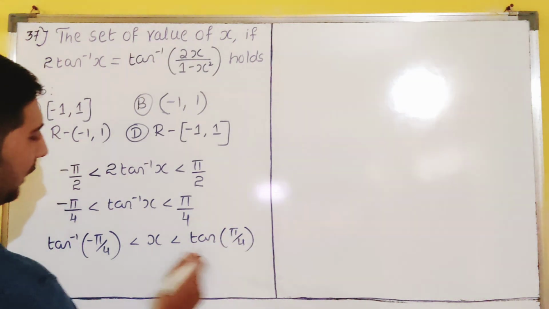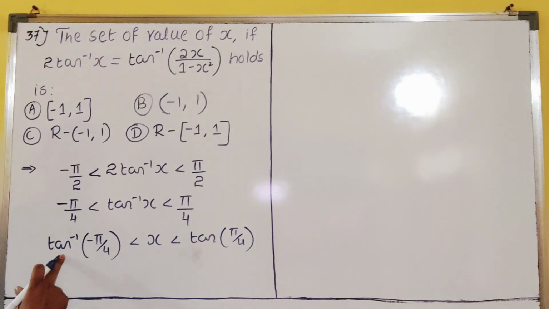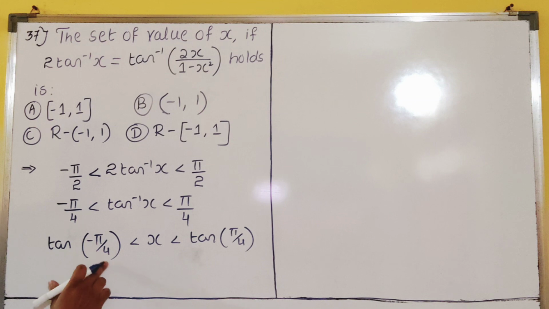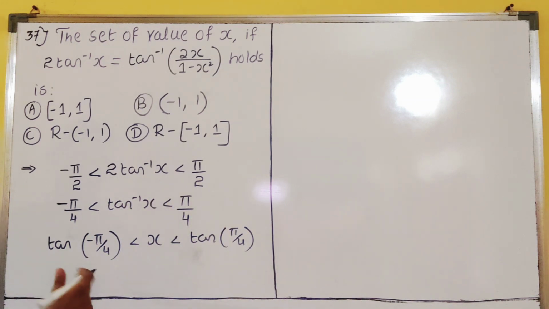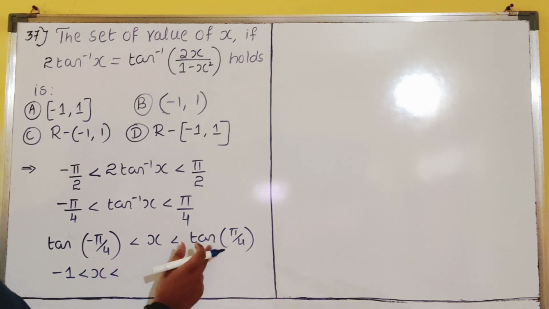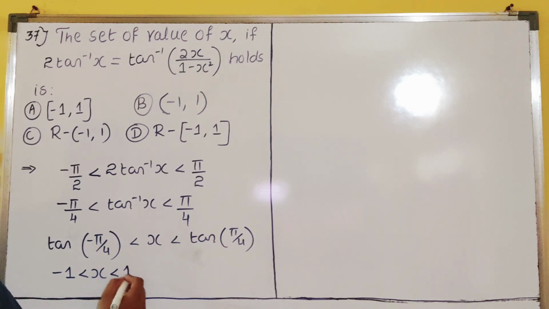X remains inside, in the middle. So tan, oh sorry dear students, this is a tan only. If you take tan inverse to this side, it becomes tan of minus pi by 4, and on this side tan of pi by 4. Tan of minus pi by 4 is minus 1, which is less than x. X is less than tan pi by 4, which is 1, dear students.